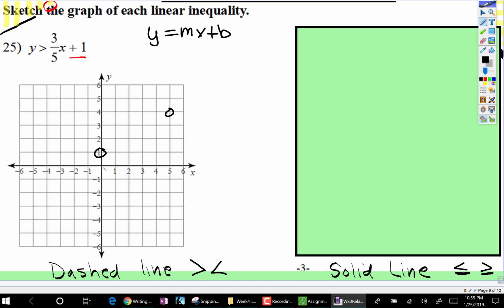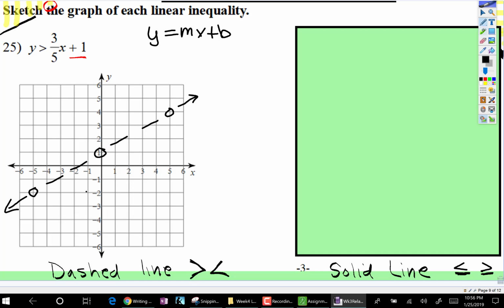Now I'm going to go to 1, 2, 3. I'm going to do it backwards now. 1, 2, 3, 4, 5. And now look at, I can put this dashed line, and I essentially just graphed it like we were before, but because the inequality doesn't have the solid line, I have to put a dashed line.